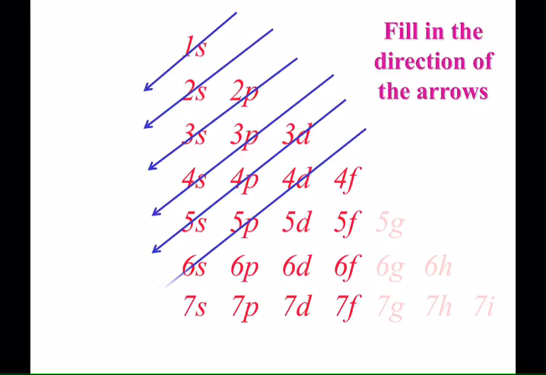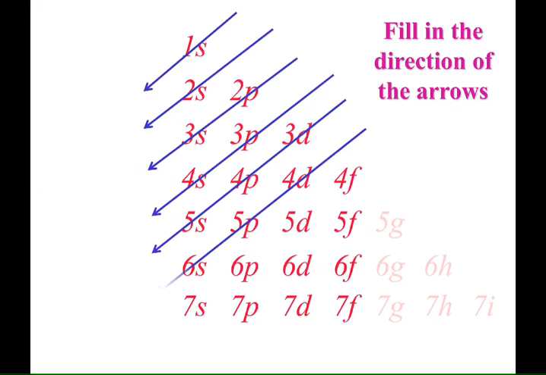The thing about the arrows is each arrow, each line, represents an n plus L value. Okay, so the n plus L value of 1s is 1 plus 0, because an L value of s is 0. The n plus L value of 2s is 2. The n plus L value of both 2p and 3s is 3.